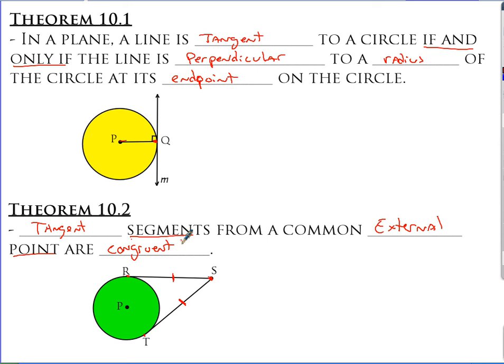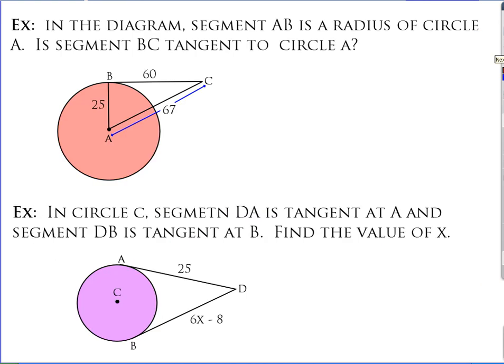Study these, make sure you understand, make sure you know them. Then we go through and solve some problems. You'll use these theorems in order to help you solve the problem. Example. In the diagram, segment AB is a radius of circle A. Is segment BC tangent to circle A? So they're telling you, we know that this is a radius. That's a radius. You can see that. And that's 25. And then the question is, is this segment BC, from here to here, tangent?